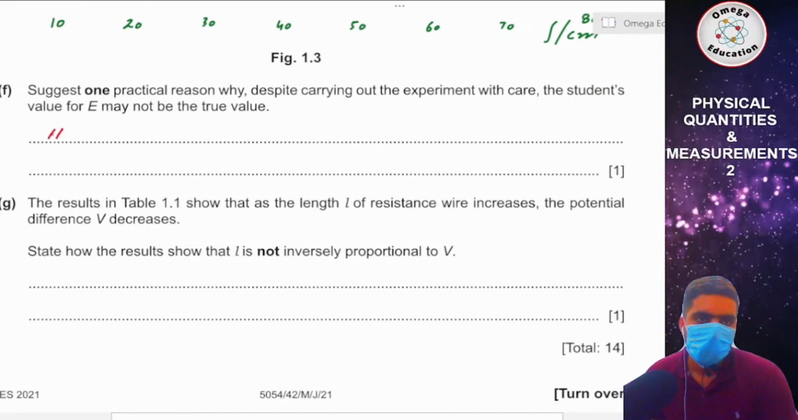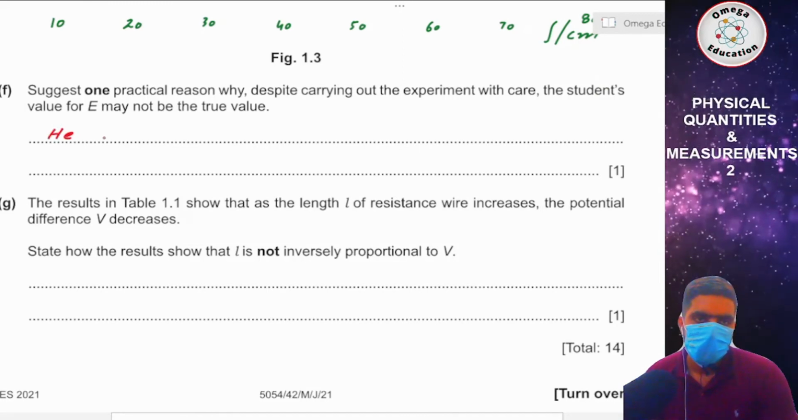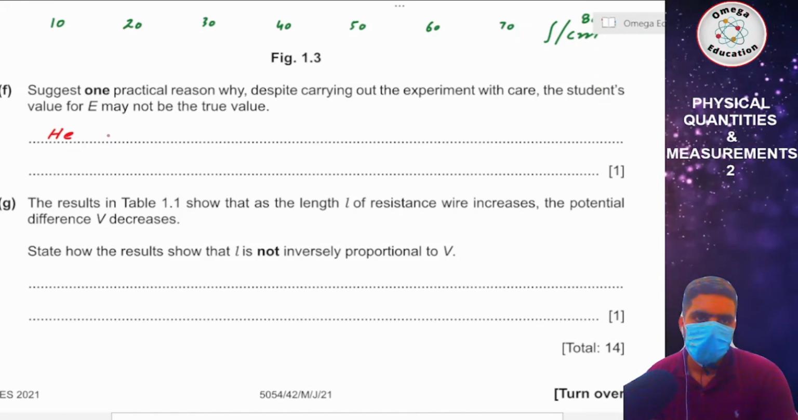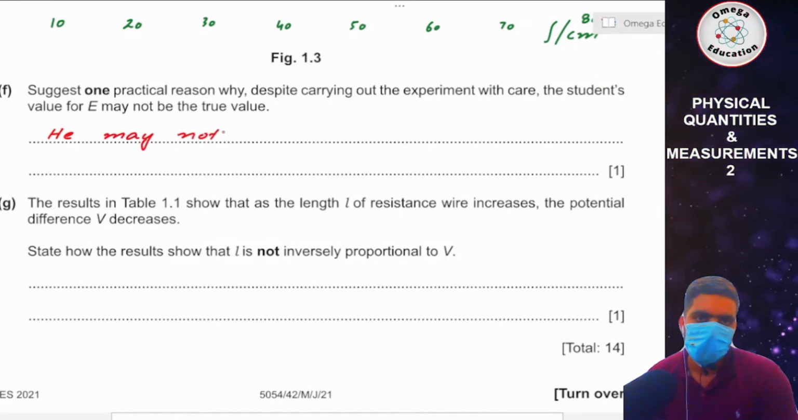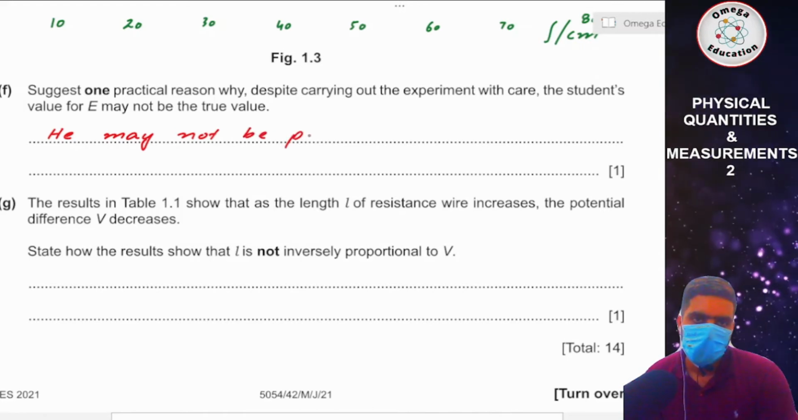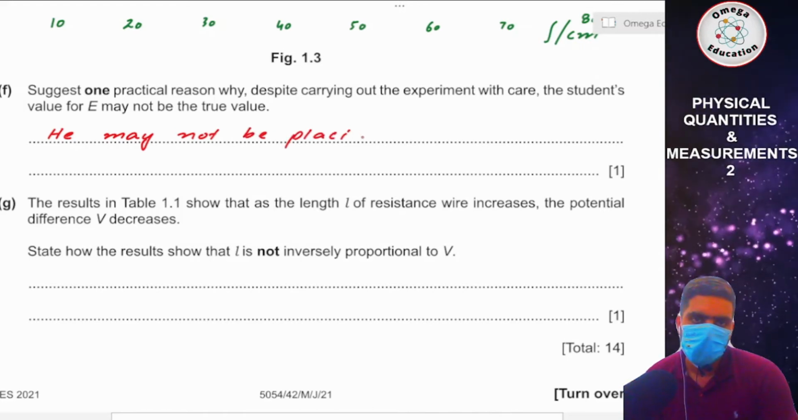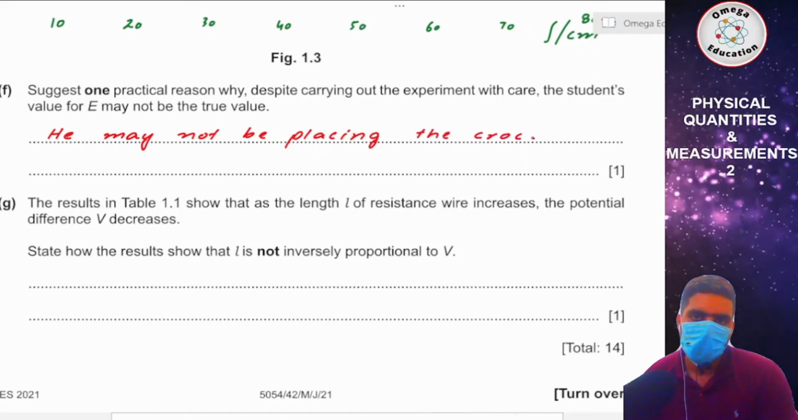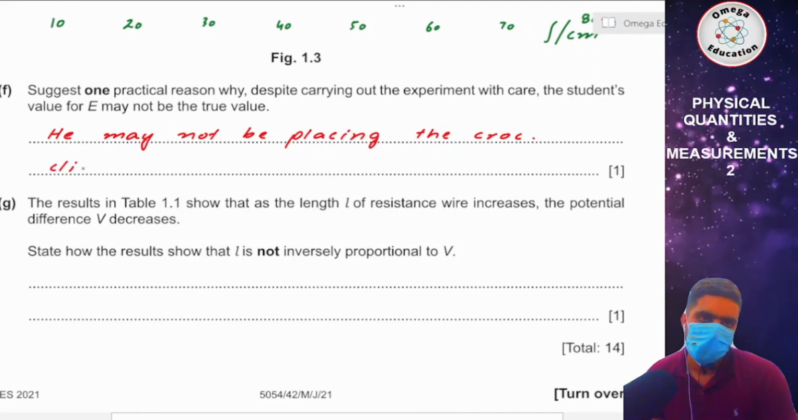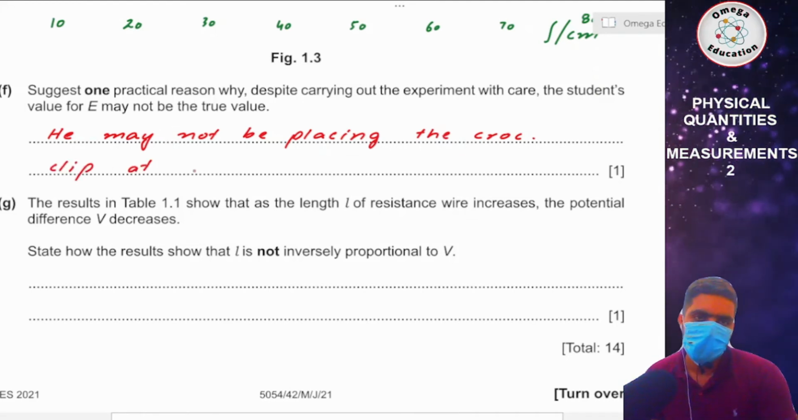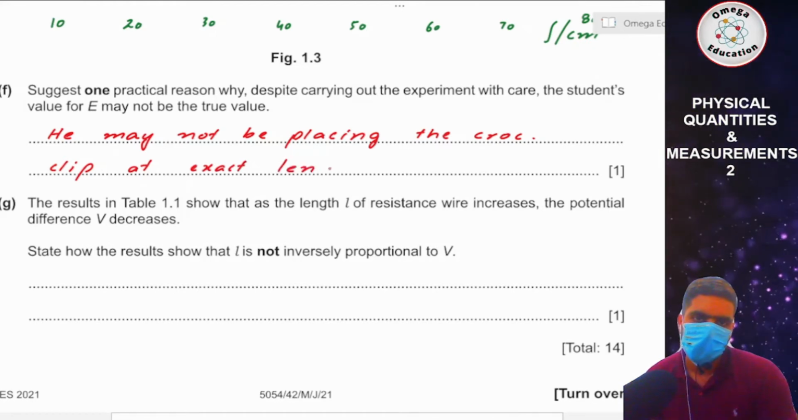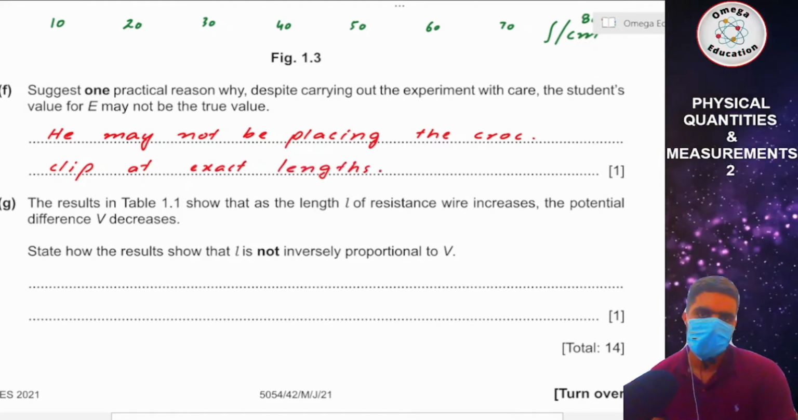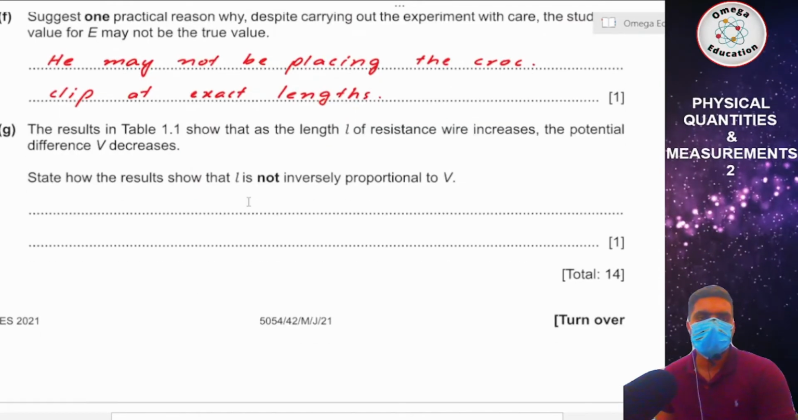So he may not be placing the crocodile clip at the exact length. That can be one of the reasons.